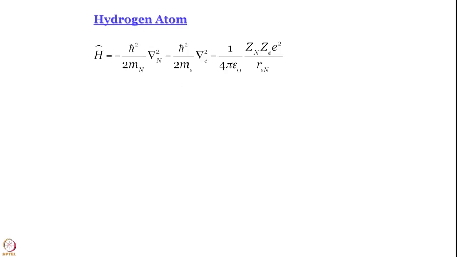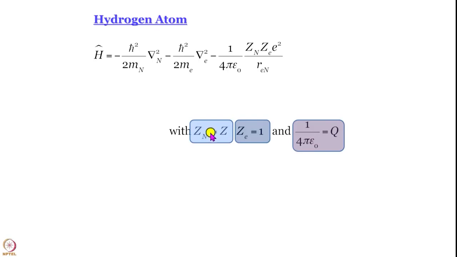Now, to simplify the notation a little bit, we will write z instead of zn, and for zd we are going to write 1. We will keep this minus charge explicitly. If you wrote zd equal to minus 1, this minus sign would have become plus sign. So, we will write Zd equal to 1, and instead of this 1 by 4 pi epsilon 0, we could have written 1, but let us just write Q for now. So, with this, the Hamiltonian becomes minus h cross square by 2mn del n square minus h cross square by 2me del e square minus Qz square by Ren.